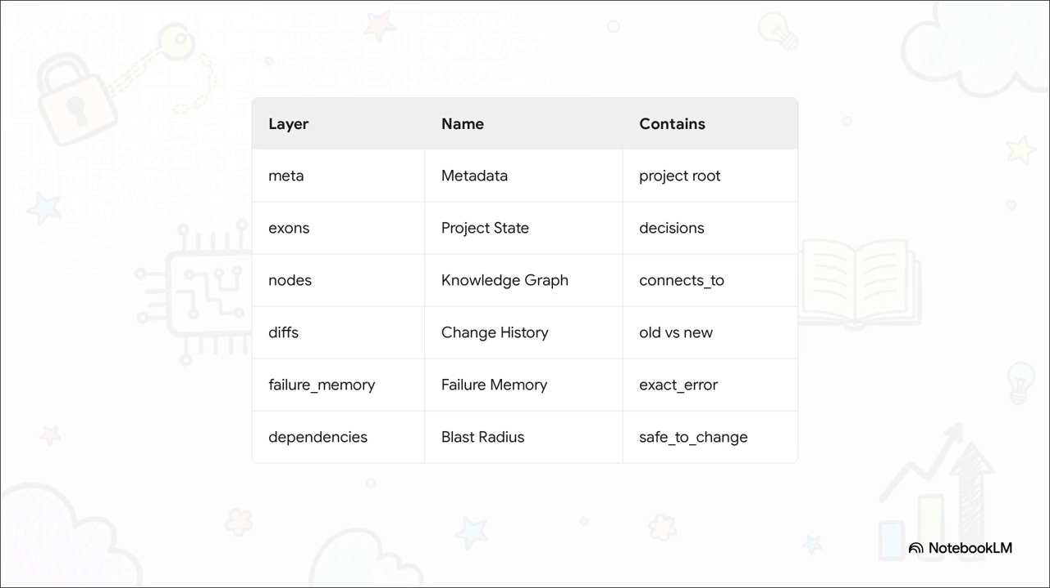But look closely at the bottom 2 layers, because these are Mnemo's true superpowers. First, we have failure memory. This logs exactly what was tried, the exact error it threw, and specific trigger words to watch out for. Next is dependencies, which maps out the blast radius. It tells Claude exactly what is going to break if a specific component gets changed.